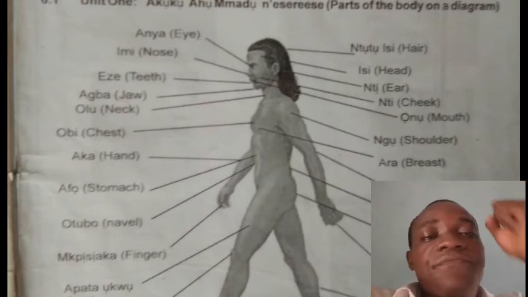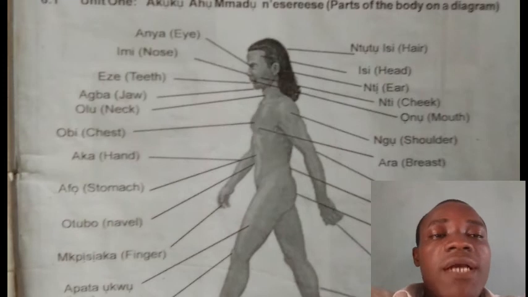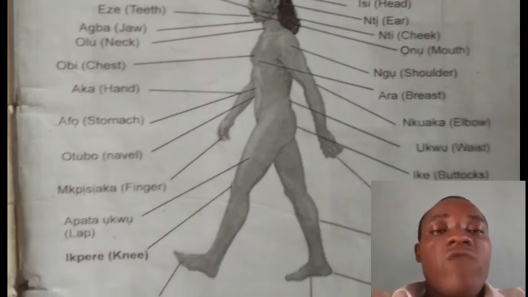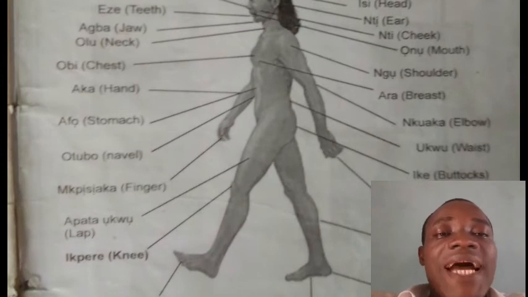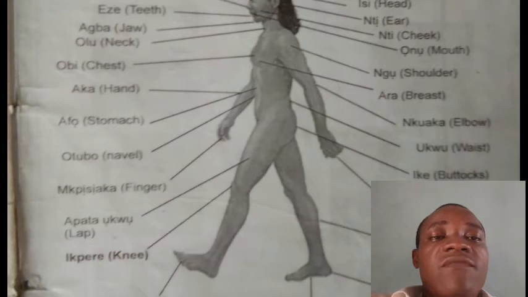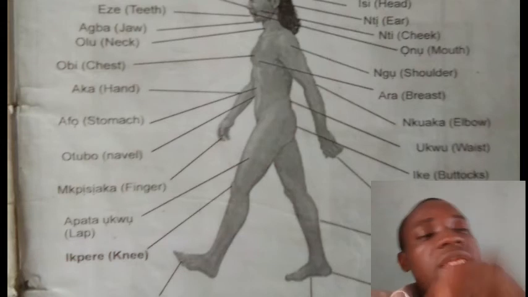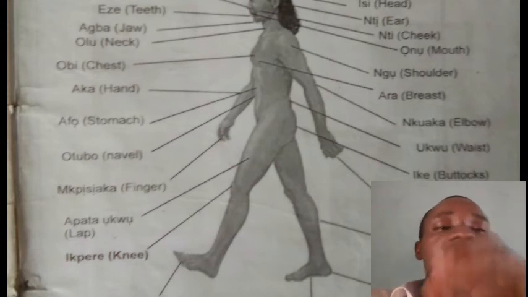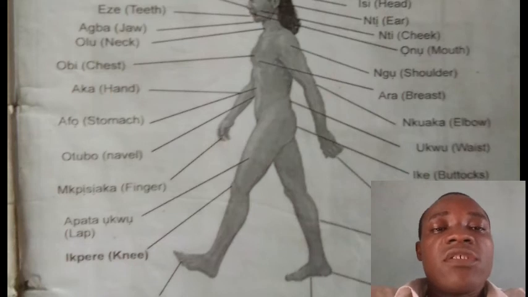We have stomach. Stomach you are seeing there. Stomach is afo. We now have navel. Navel is otubo. We now have finger. That is the human finger. The human finger is mkpịsị aka.